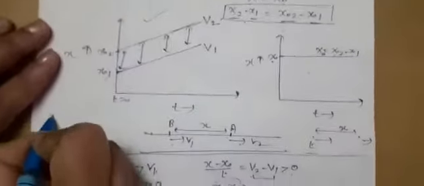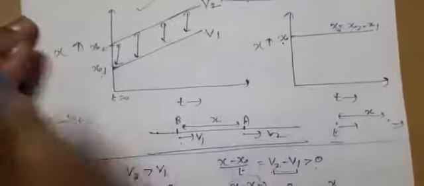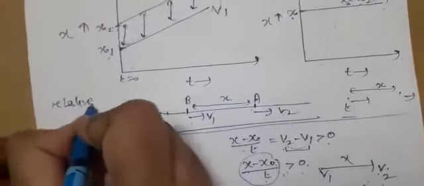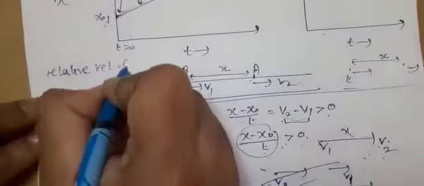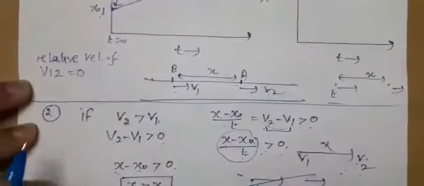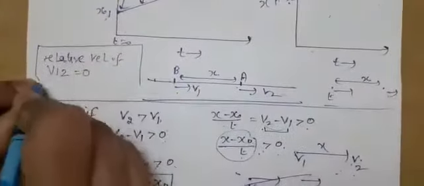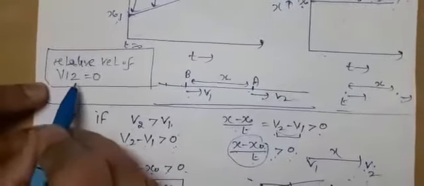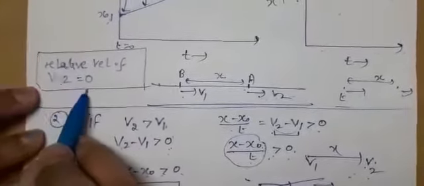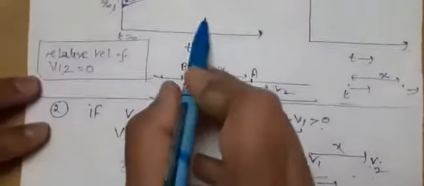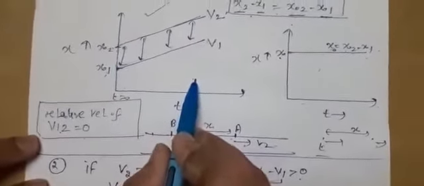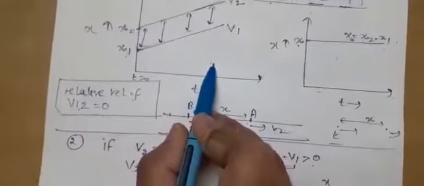What can be the question? When the relative velocity of the first body with respect to the second is 0, draw the position time graph for the case when the relative velocity of the first body with respect to the second is 0, or the relative velocity of the second body with respect to the first is 0. So in that case you have to draw this graph, when the relative velocity of the bodies is 0.